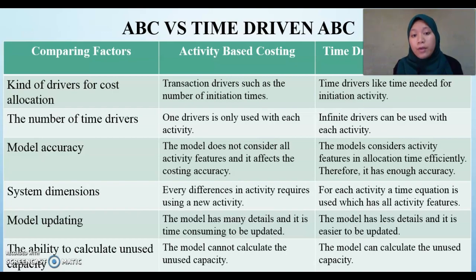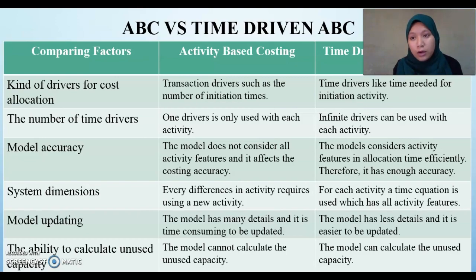For ABC, only one driver is used with each activity. For TD-ABC, infinite drivers can be used with each activity. The third factor, model accuracy. For ABC, the model does not consider all activity features and it affects the costing accuracy. But for TD-ABC, the model considers activity features in allocating time efficiently. Therefore, it has enough accuracy.